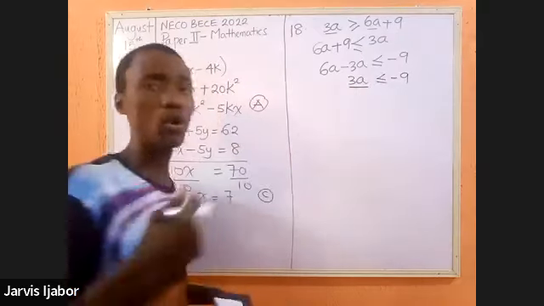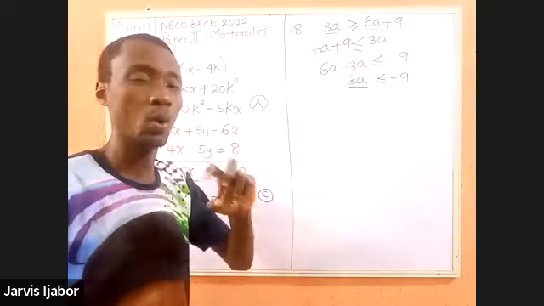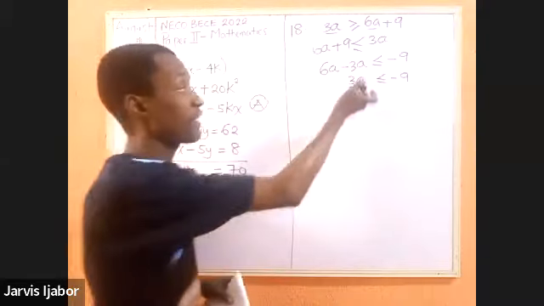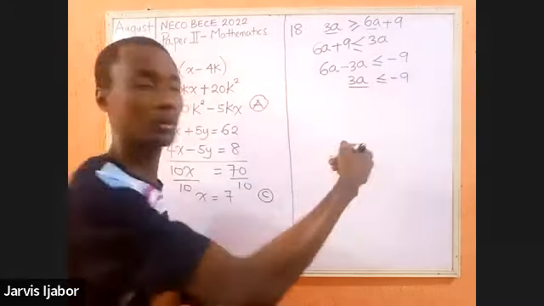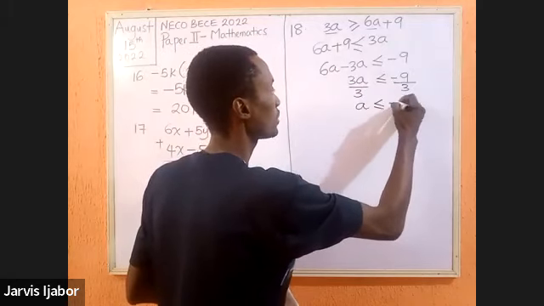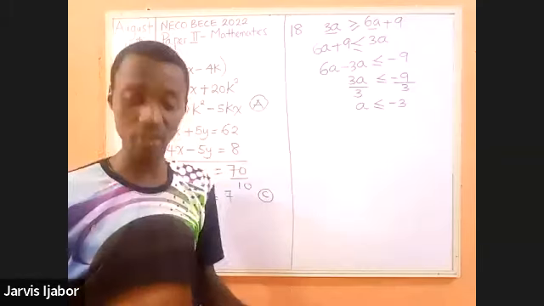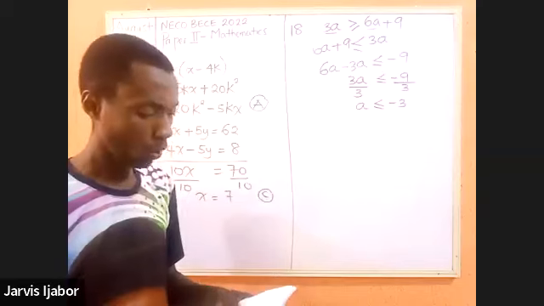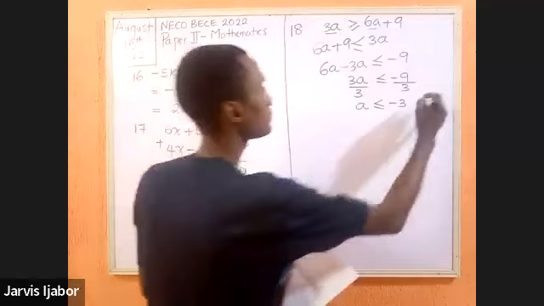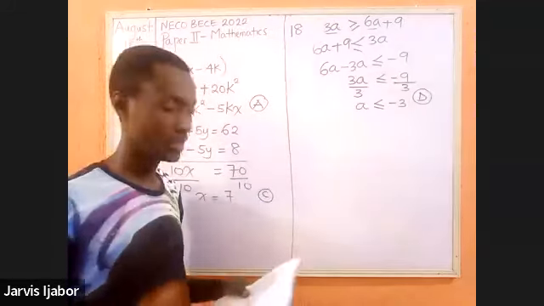And I want the coefficient. Remember that for any equation or inequality, our objective is to ensure that the coefficient of the unknown is what? 1. That's what I'm going to do. I am having 3 here, so I'll divide both sides by 3. So a will be less than or equal to what? Negative 3. So that takes care of that problem, and we're home and dry with that. So for the purpose of the exam, what answer will suffice? You discover that D will be the correct answer.